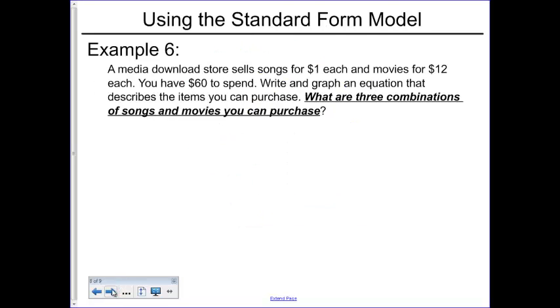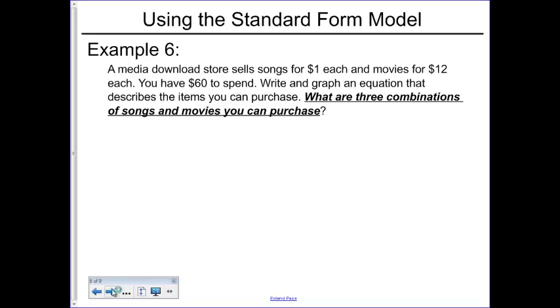Example 6. Here we're going to use the standard form model. A media download store sells songs for $1 each and movies for $12 each. You have $60 to spend. Write and graph an equation that describes the items you can purchase. And then the question they want to know is what are 3 combinations of songs and movies you can download with your purchase, or you can purchase.